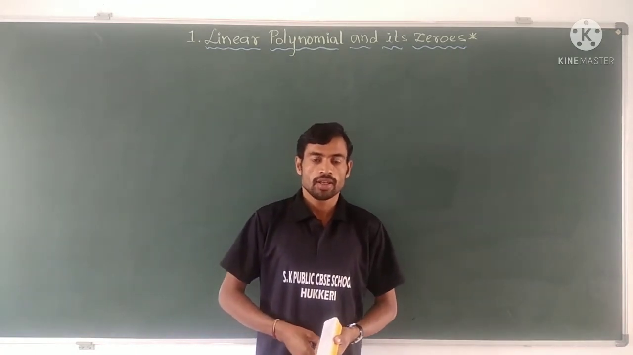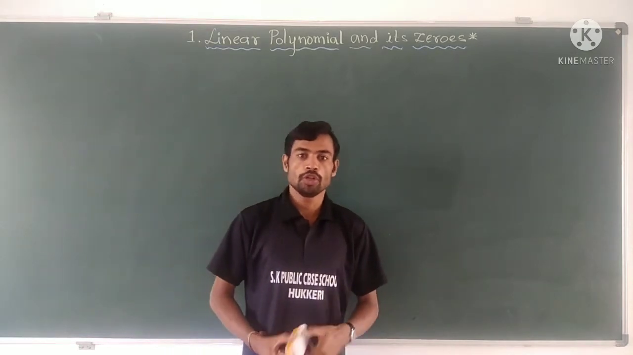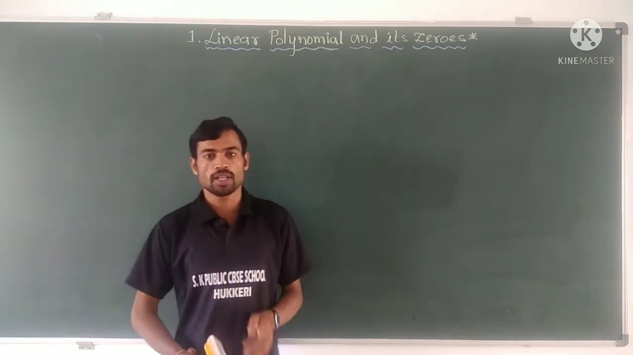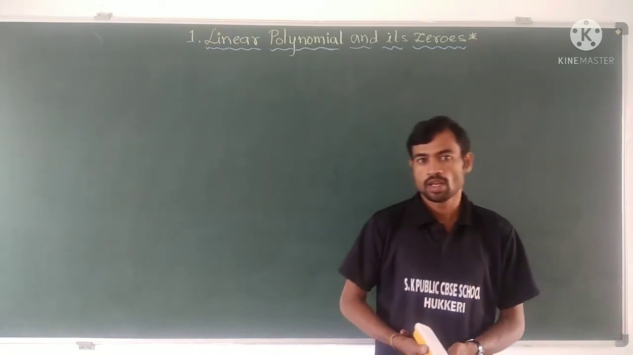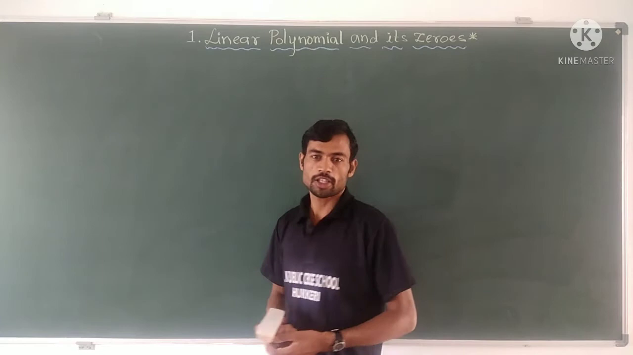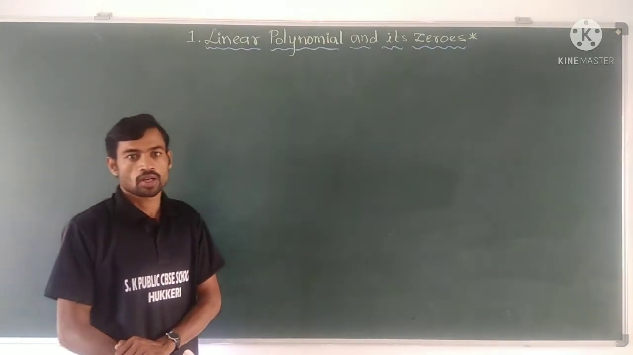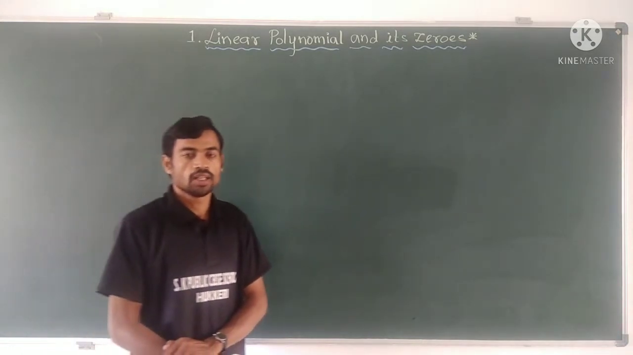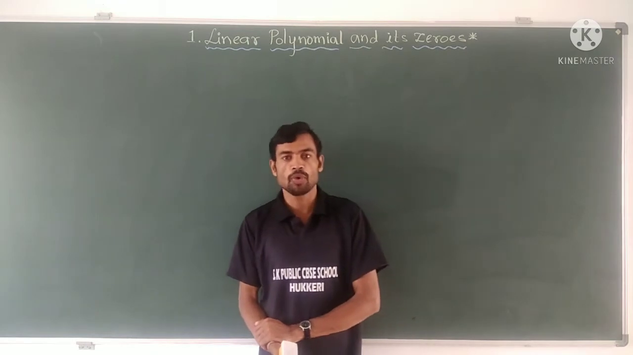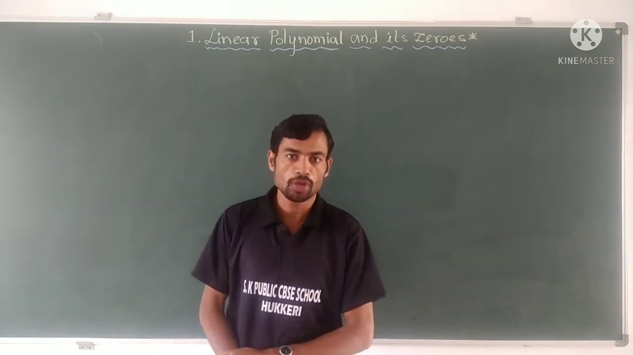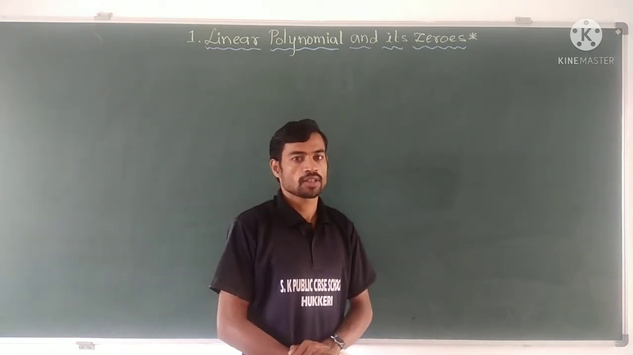Dear students, in the earlier class we discussed polynomials. What are polynomials and what are the types of polynomials? Polynomials are algebraic expressions formed by the combination of variables and constants. And we studied the types of polynomials: linear polynomial, quadratic polynomial and cubic polynomial in the previous class.